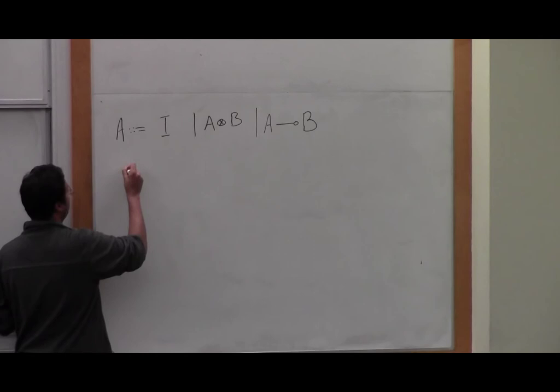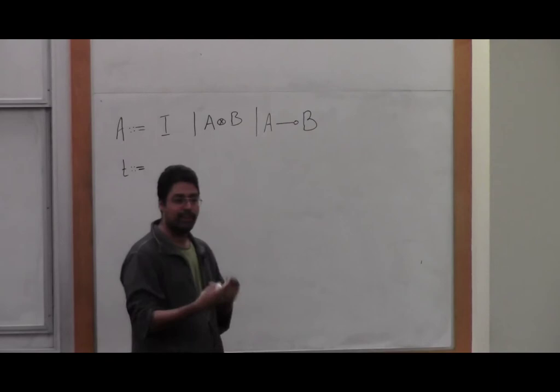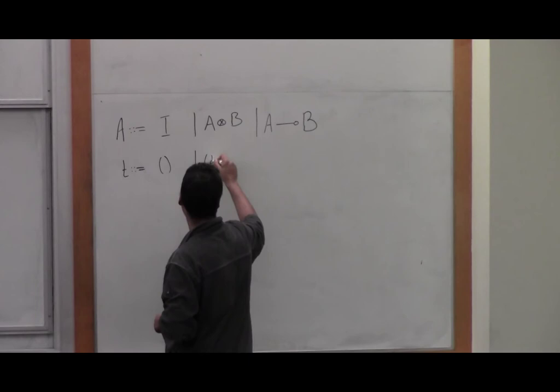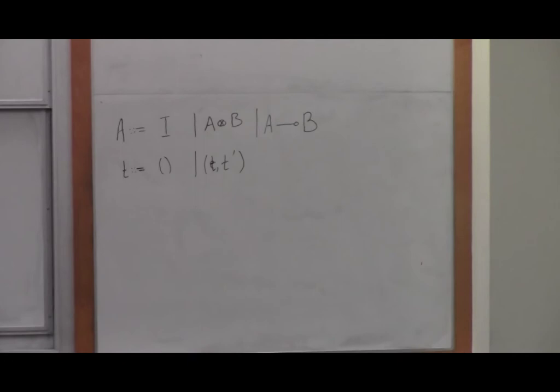And just as before, we're going to need to say what the terms are, what the contexts are, and give a typing judgment for it. So as before, we're going to have a unit, and we're going to have pairing. And now we're going to do something a little bit different. We're going to give slightly different elimination forms for this.